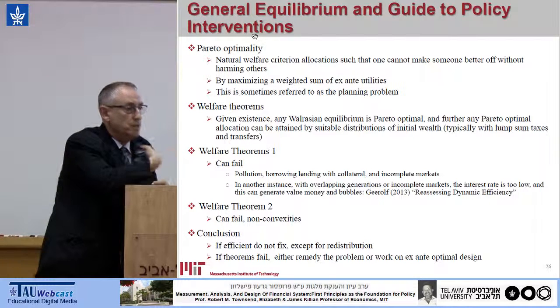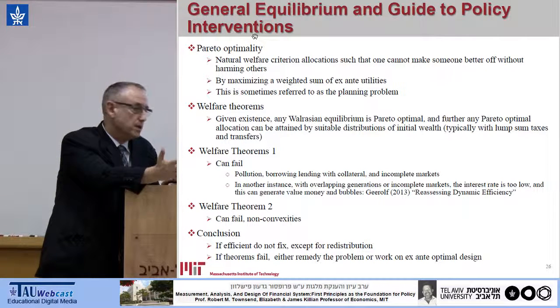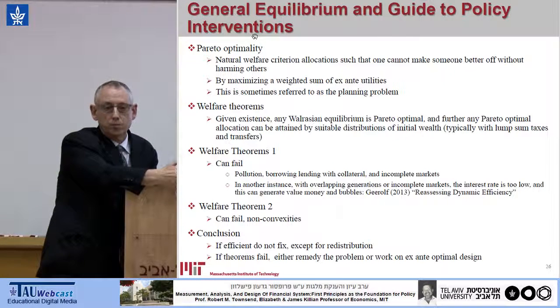So for me, the first principle is, let's look at a system, could be a trading platform, could be an allocation of risk. Ask yourself, is it Pareto optimal or not through analysis? If not, maybe you'll identify an obstacle that might have a policy remedy, or otherwise, let's go with ex ante design of the financial system to remedy the thing that's causing the problem. So that's kind of the algorithm that comes from general equilibrium modeling.